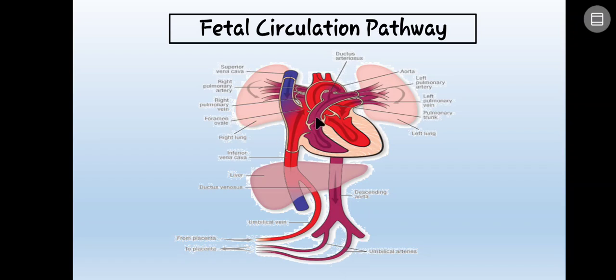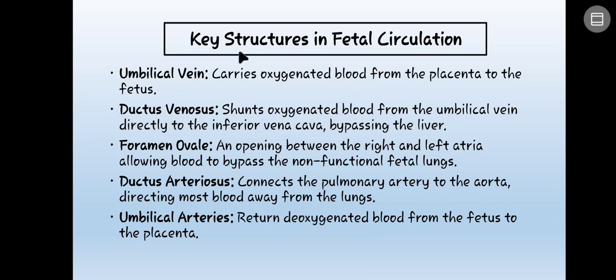And then which structure helps the blood that has entered the right ventricle from the right atrium, which is currently in the pulmonary artery, to bypass directly into the aorta without necessarily taking it to the lungs? That is the ductus arteriosus. So you could see all the various structures have their specialized functions. So these are the key structures in the fetal circulation.